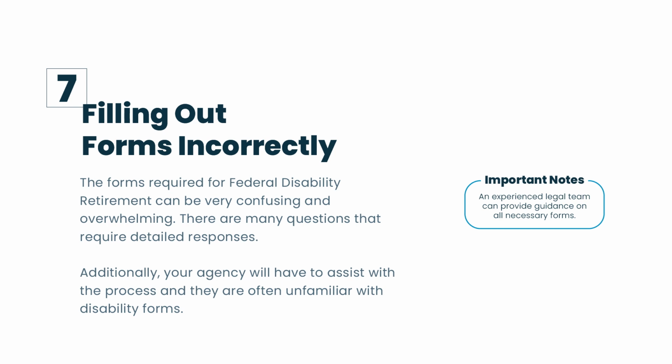Another mistake we want to avoid is filling out the forms incorrectly. And while this one might seem quite simple, it is actually very important. The forms required for the application can be very confusing and certainly overwhelming. There are many questions that require detailed and specific responses, and often agencies may not know how to complete the forms either. So one major benefit to having legal representation during this process is that we are familiar with every form and every question that may need answered, and we are here to help with that entire process. So definitely filling out the forms incorrectly might sound like a simple mistake that would be easy to avoid, but it is a very important one that can be overlooked.